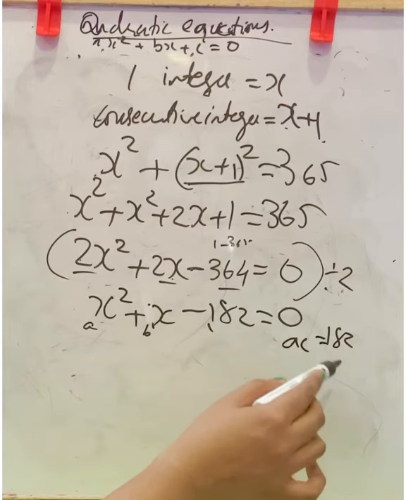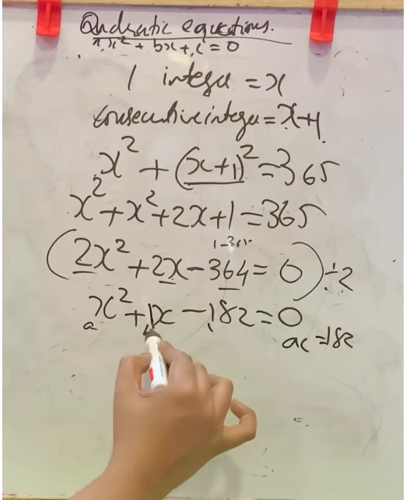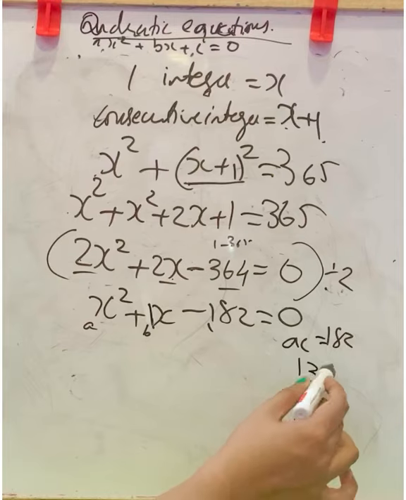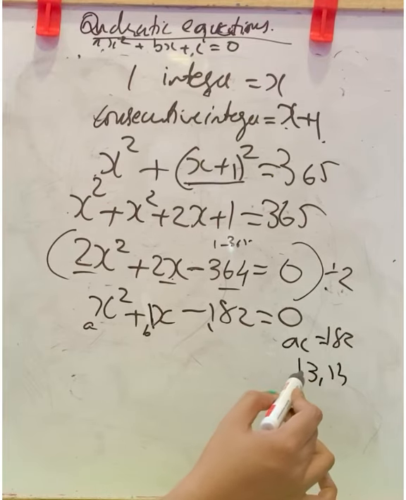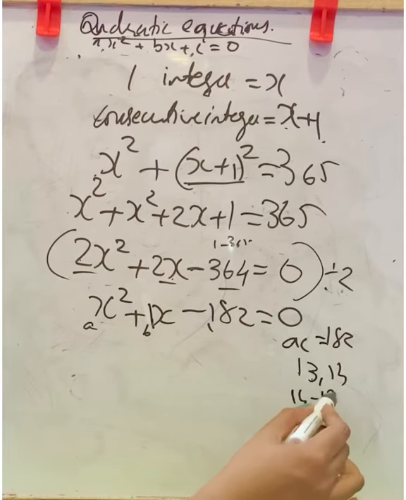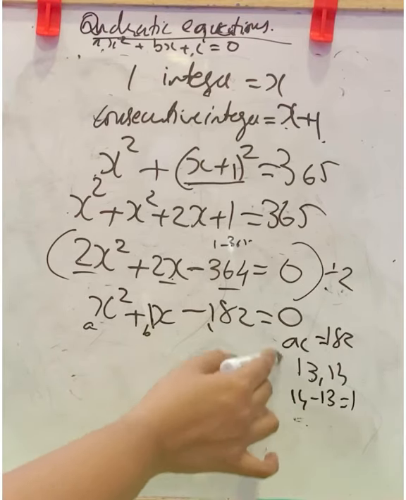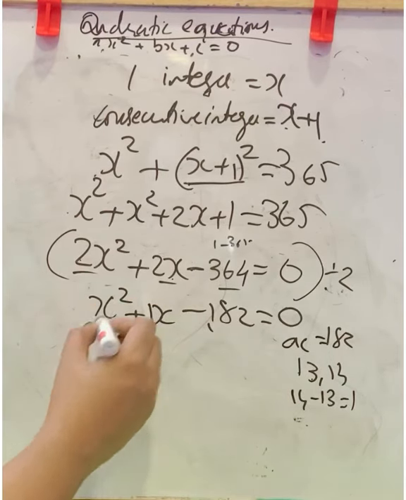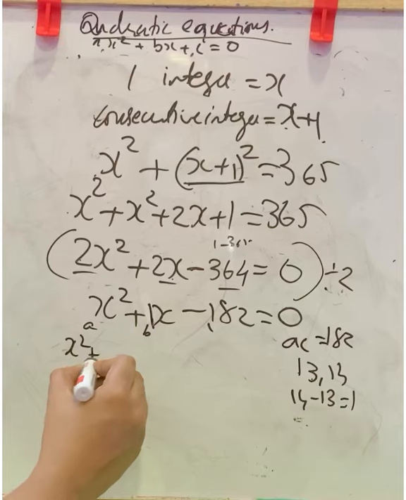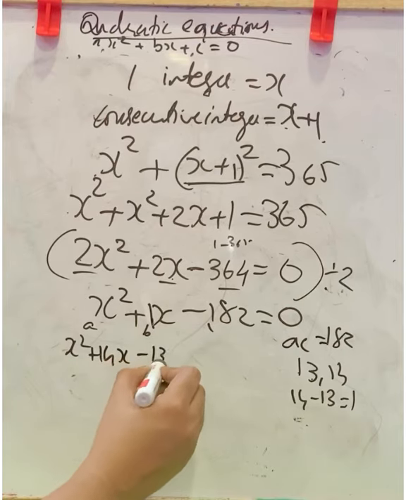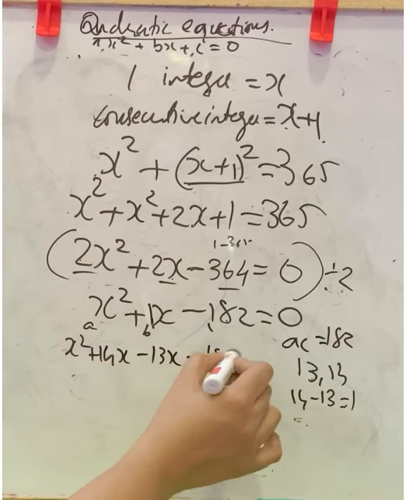And check what factor after operating you will get 1, that is b. We have a factor 13 into 14. You know 14 minus 13 you will get plus 1. So we will again take the same pair. So this becomes x square plus 14x minus 13x minus 182 equal to 0.